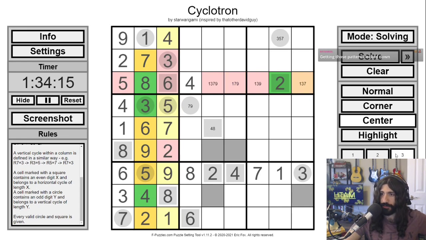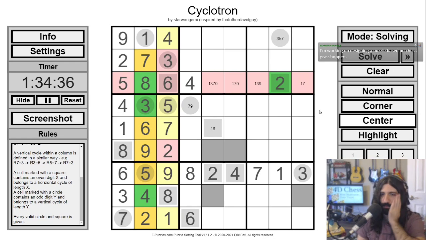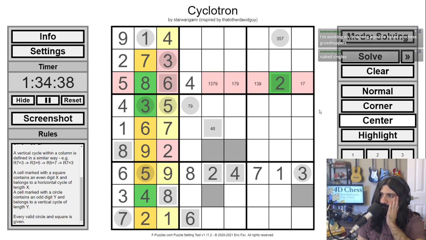This can't be a 3 just for Sudoku reasons, right? We gotta do the naked singles. What are they called? I think I asked you earlier and I didn't read your answer. We're gonna design a puzzle based on chess grasshoppers. That's cool. Okay, we're making progress. Naked singles. That's even better.